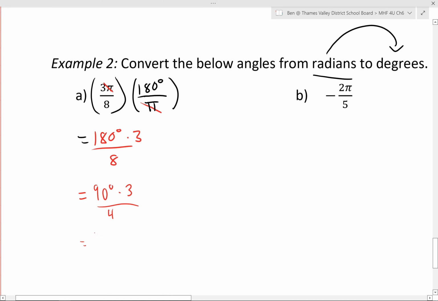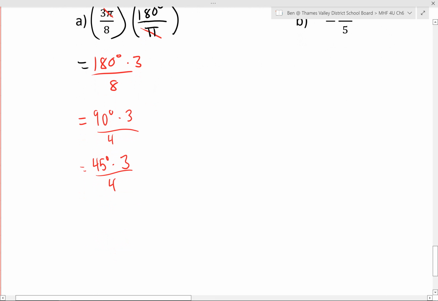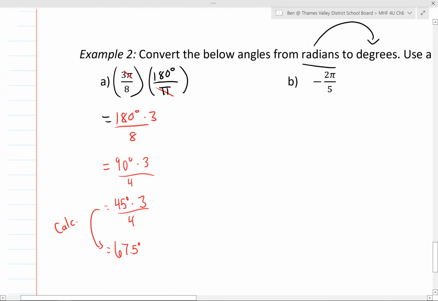I can simplify that further. Half of 90 degrees equals 45 degrees times 3 divided by 4. And we can leave it there if we would like. All right, 45 degrees times 3 divided by 4, and then we can throw that into our calculator, or you can try and work it through in your mind. That's completely fine too. We're working with 67.5 degrees. You'll notice as we convert from exact values to degrees, we're more likely to be using our calculator.